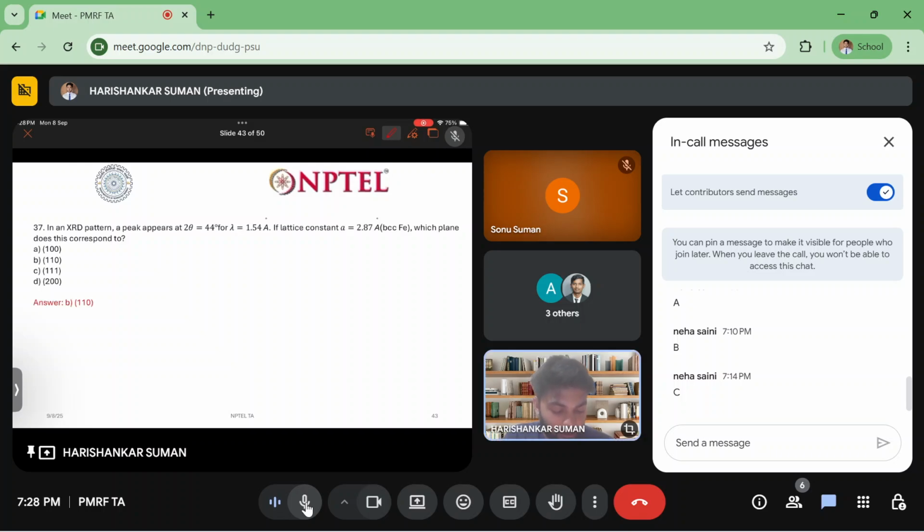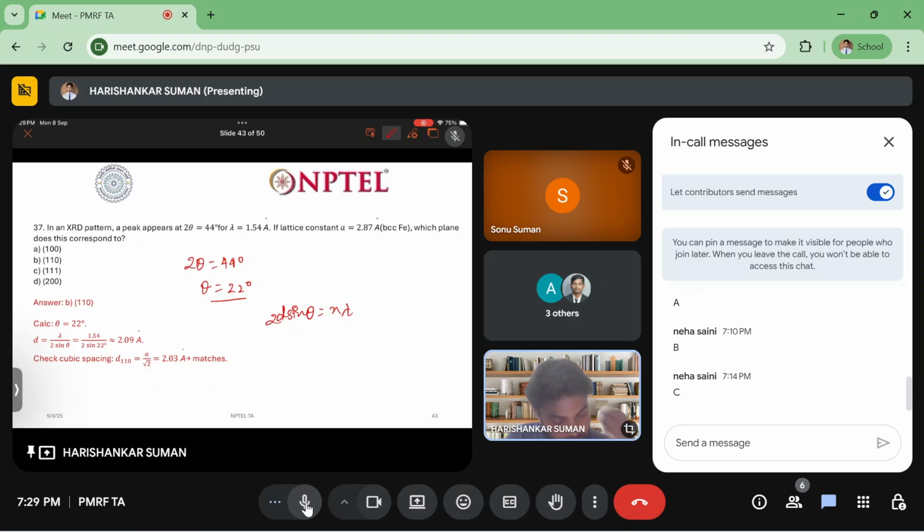So the answer will be B. The given calculation: 2 theta is 44 degrees, so theta will be 22. Use 2d sin theta equal to n lambda.